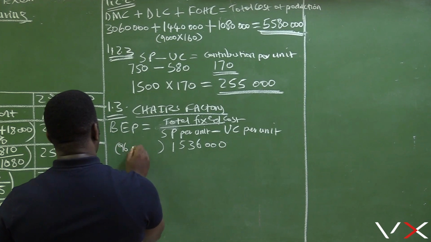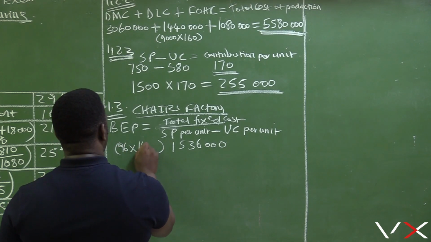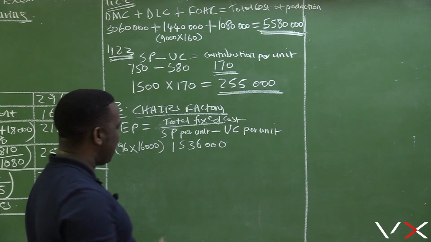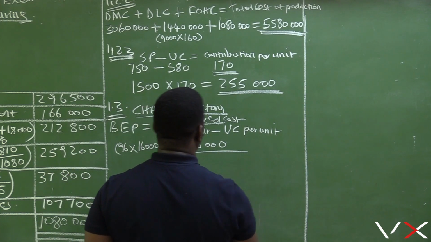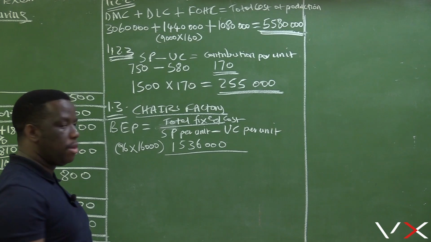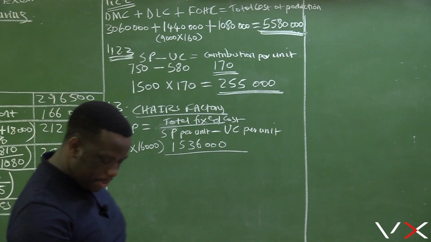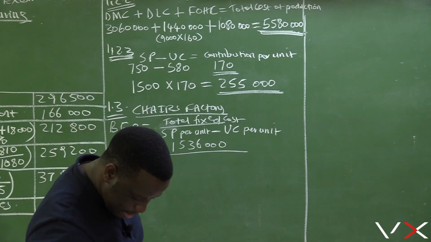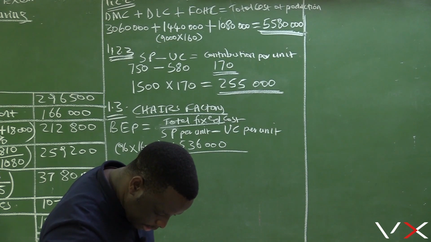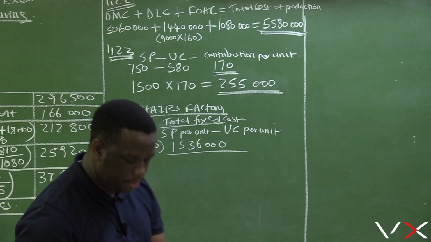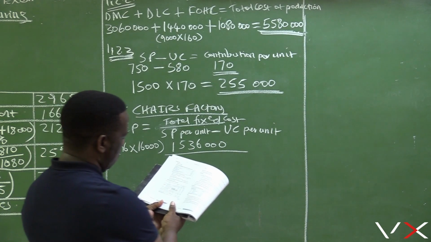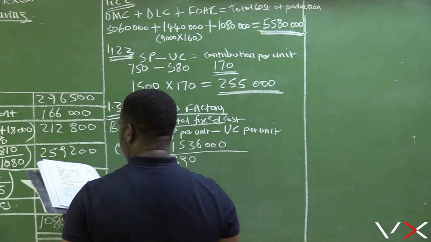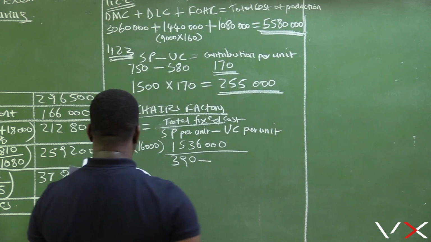Let me put the calculation in brackets here. It's your 96 fixed cost per unit multiplied by the total number of units produced, which is 16,000, and that gives 1,536,000. This is our total fixed cost. The selling price per unit for the chairs is 390.